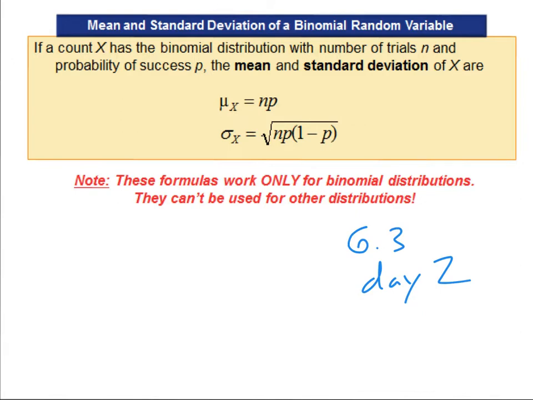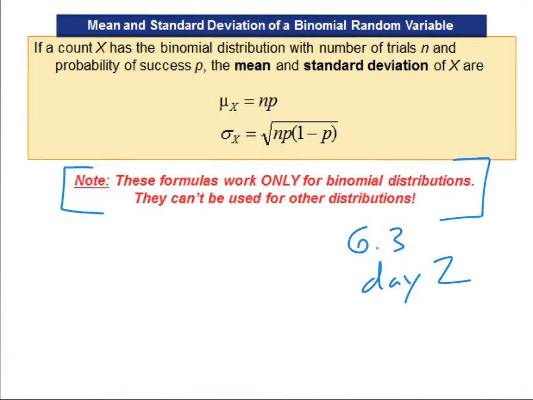Which leads to, hey, wait a minute here. If it's a distribution, shouldn't it have a mean and standard deviation? And it does, and there are formulas for them. Be sure to pay attention to this note here. These are in your formula packet, and they are only to be used with binomial distributions. They don't apply to any other situation, okay?